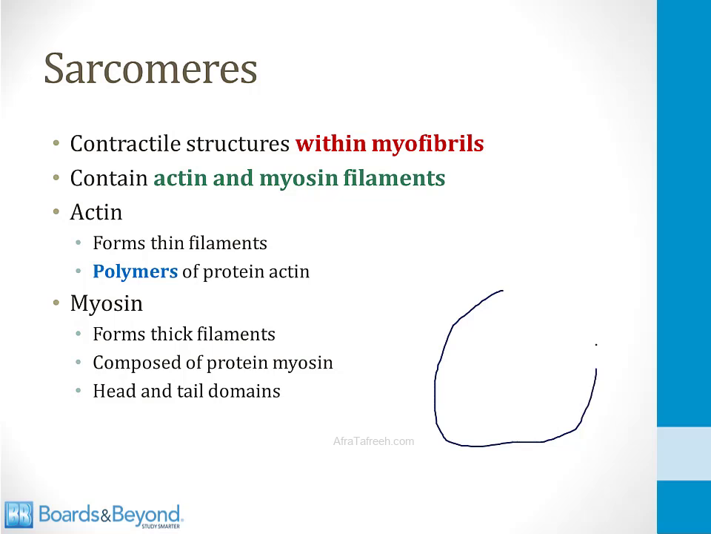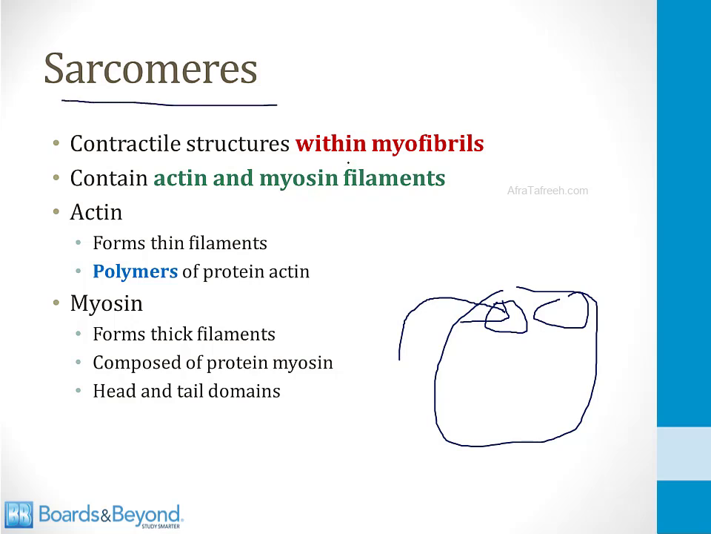So now we've talked about how you have a muscle fiber, and within that fiber you have little bundles called myofibrils. Now what we're going to do is zoom in on one of those myofibrils and talk about the structures inside there. And we're going to start by talking about the sarcomeres. These are contractile structures within myofibrils, and they contain filaments, which are long stringy things called actin and myosin.